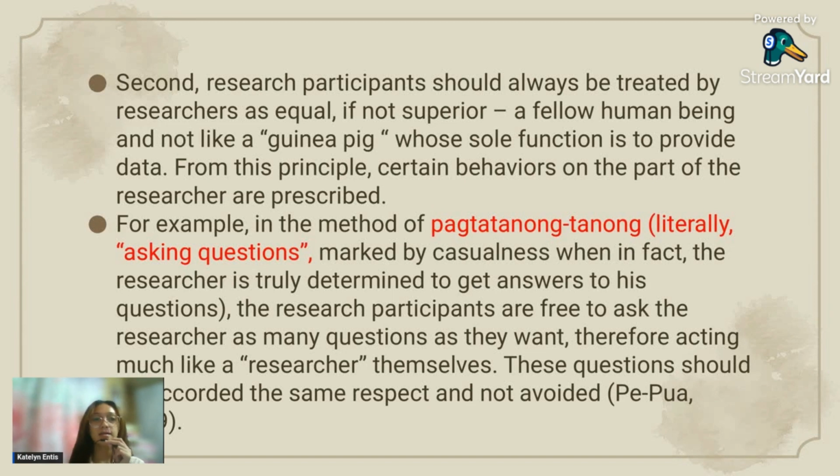The second principle: research participants should always be treated by researchers as equals, if not superiors, as fellow human beings and not like a chemistry whose sole function is to provide data. From this principle, certain behaviors on the part of the researcher are discussed. Of course, participants should always be treated as equals.